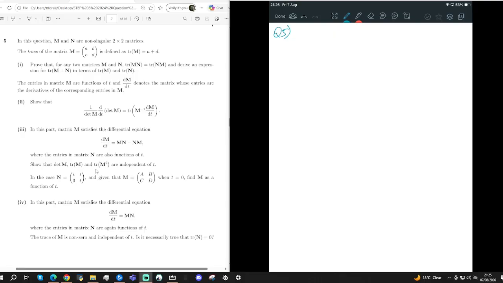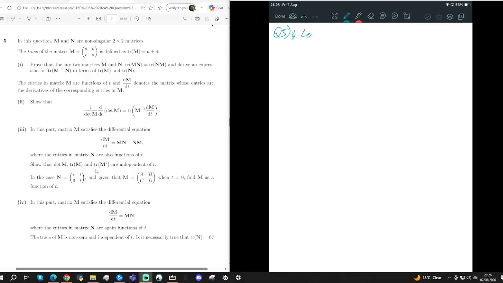And let's get started. So this question 5 is talking about matrices. We're talking about non-singular, so a determinant is non-zero, and they're 2 by 2, and we've defined the trace. The trace is the sum of that main diagonal. So first up, we're going to prove a couple of results. Prove that for two matrices, M and N, the trace of the product is the same either way round.